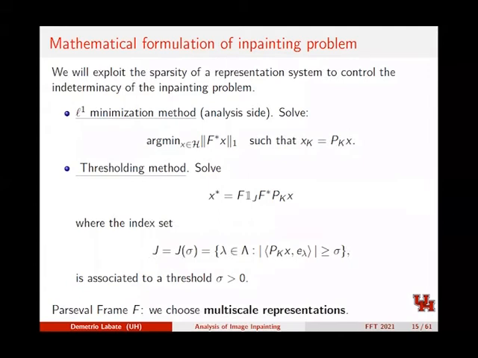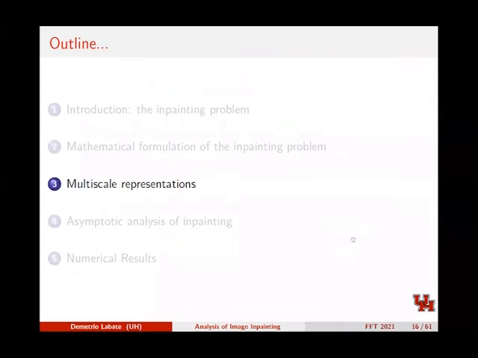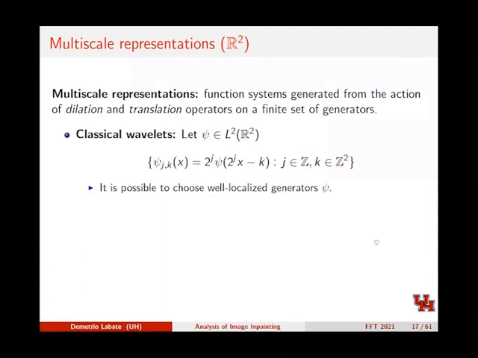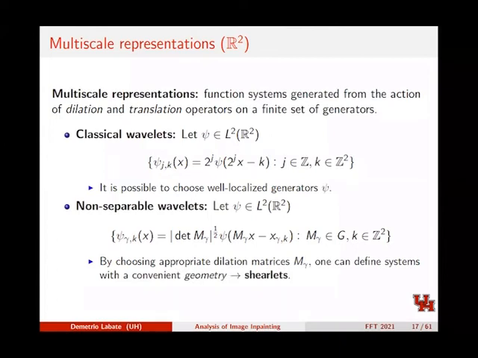Okay, and then I will consider the two types of method that I described for specific Parseval frames that I choose out of certain multiscale representations. As you know, a multiscale representation is generically a countable function system generated from the action of dilation and translation on a finite set of generators. And here I will consider two such multiscale representations. One is based on classical wavelets. This means that starting from a generator, a function psi in L2 with appropriate conditions, I'm going to define a system out of dyadic dilations and integer translations. We know that we can choose well-localized generators, but we can also build different types of generically non-separable wavelets, where rather than using the dyadic dilation, I apply matrices from a certain group.